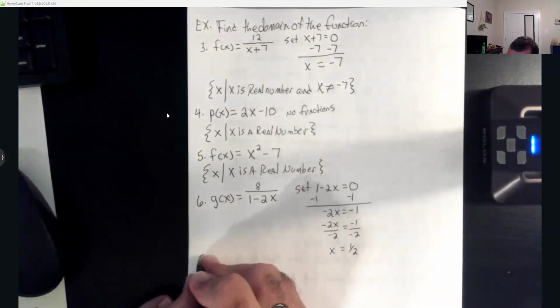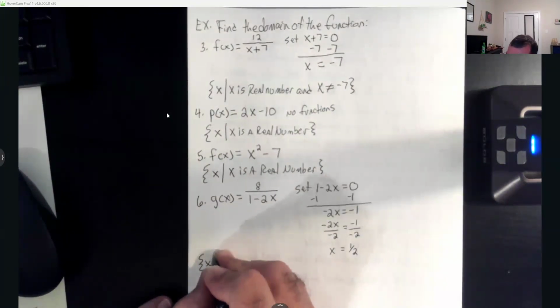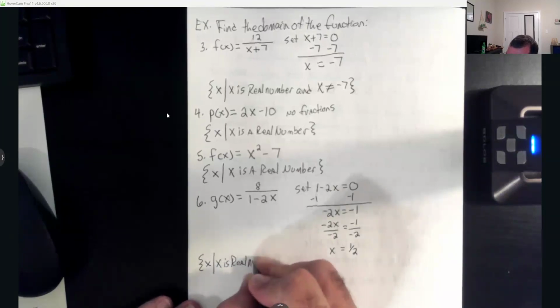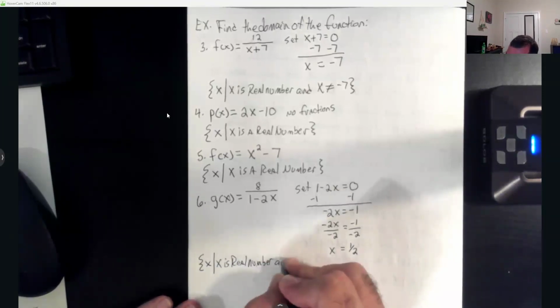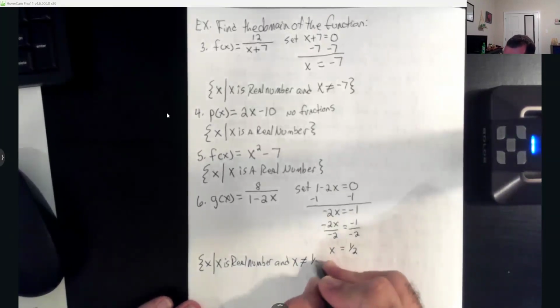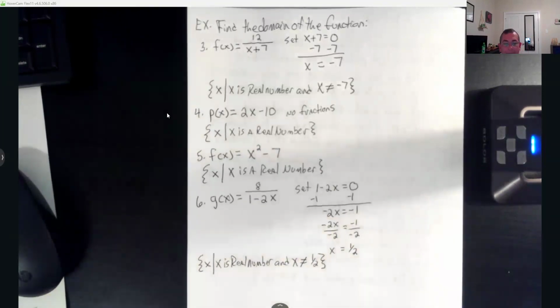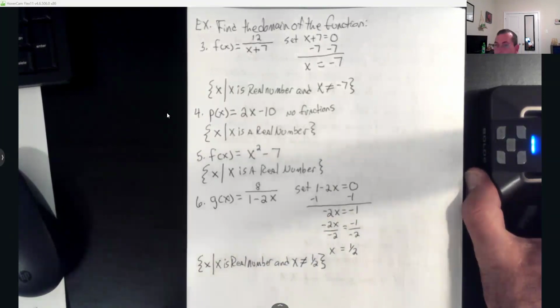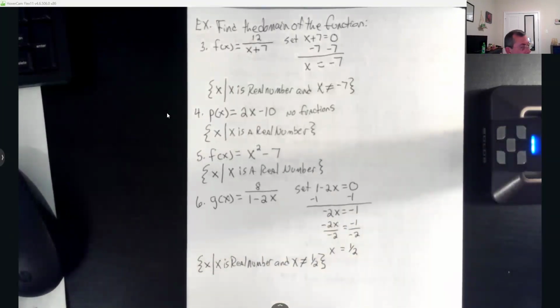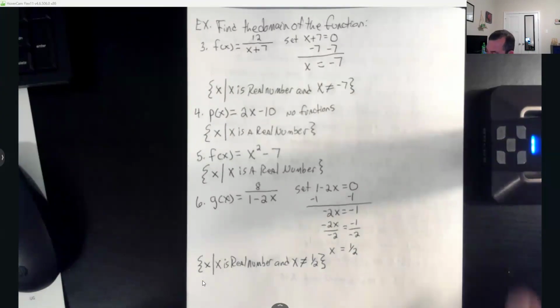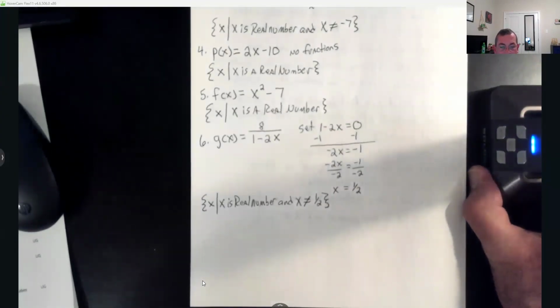So good job. So my domain would be x such that x is a real number and x cannot equal a positive 1/2. And y'all, so that's a trick on these. Let's see, I got a couple more of those coming. All right, so I'm gonna move the camera down a little.